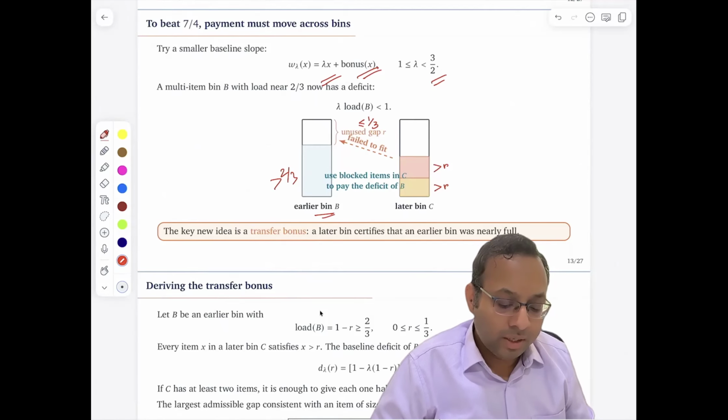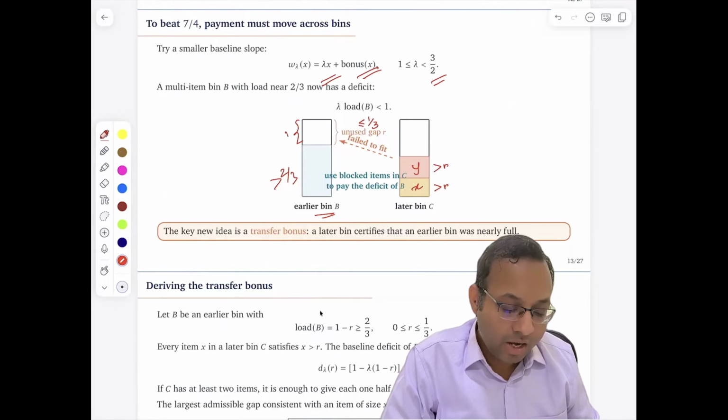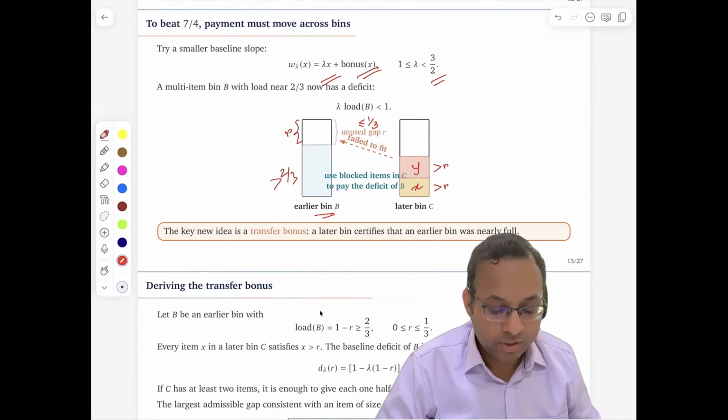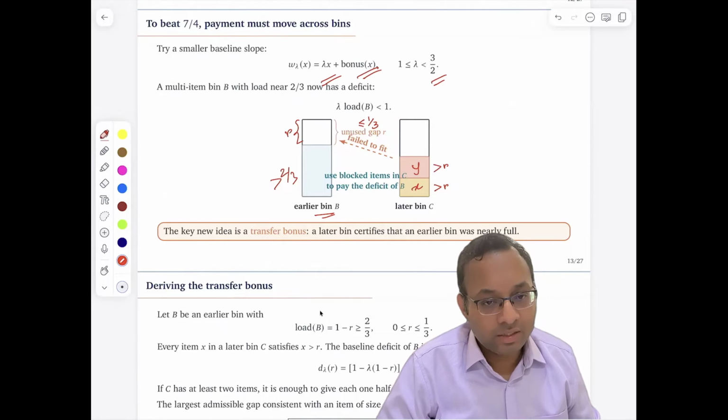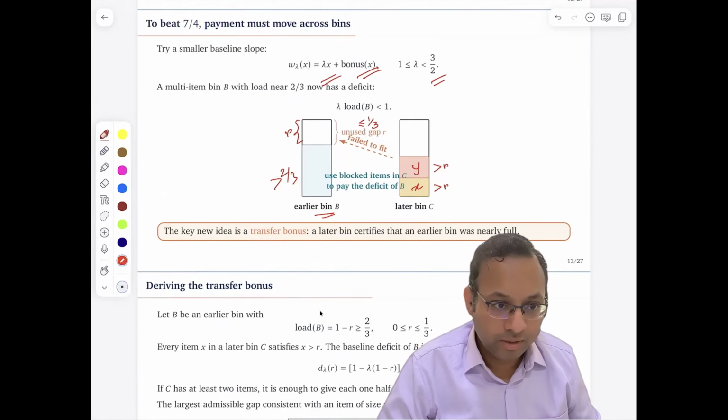Now let's look at a later bin, some other multi-item bin C, and there are 2 items, let's call them X and Y. And we know that we could not put X in this bin B, neither Y. And let's say this gap region is R, which was unused in this bin B. Then X is at least R and Y is also at least R. This is the blocking property we already saw earlier.